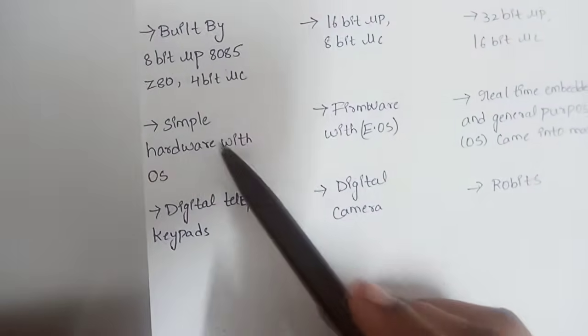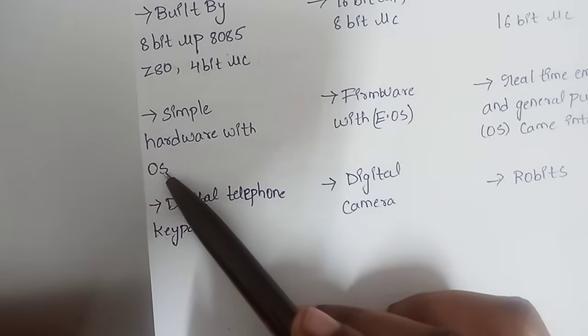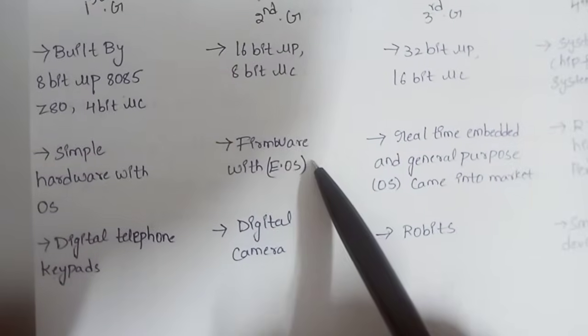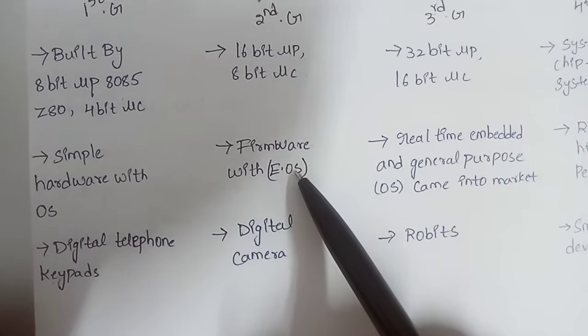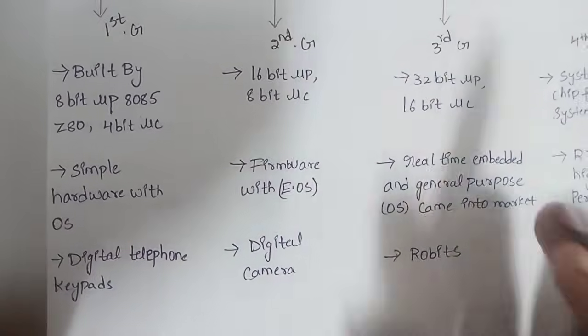And in first generation it is a construction of simple hardware with operating system, means it consists of operating system, and example is digital telephone keypad. And in second generation we will be using firmware, that is nothing but software. We will use embedded software in it, and example is digital camera.